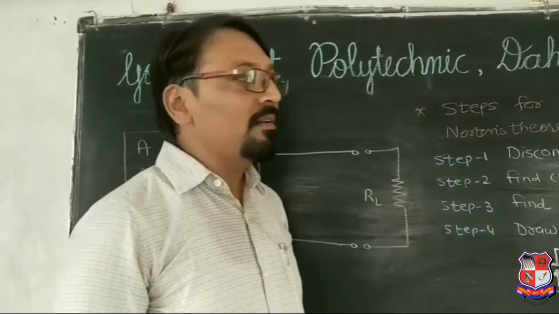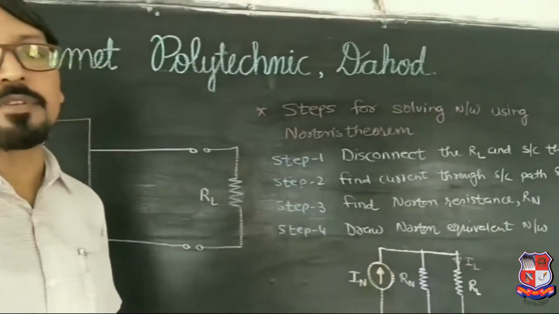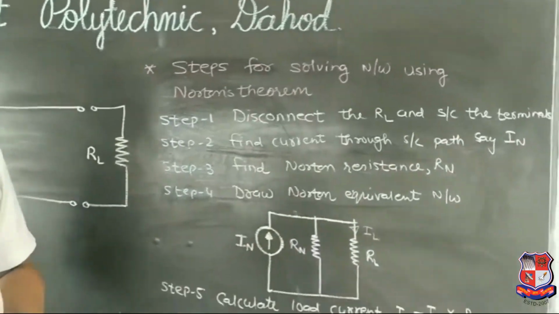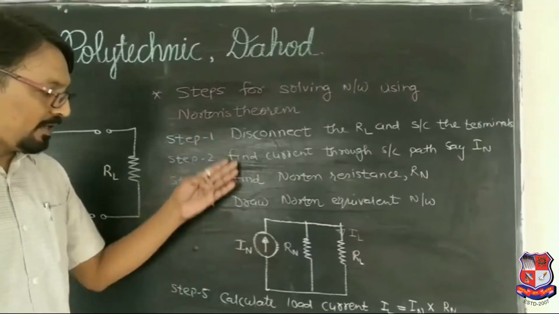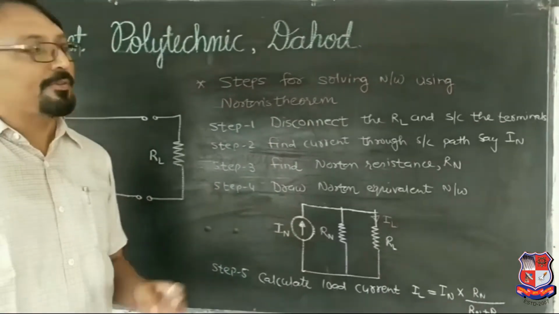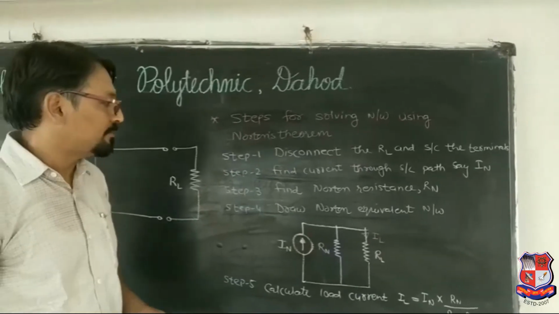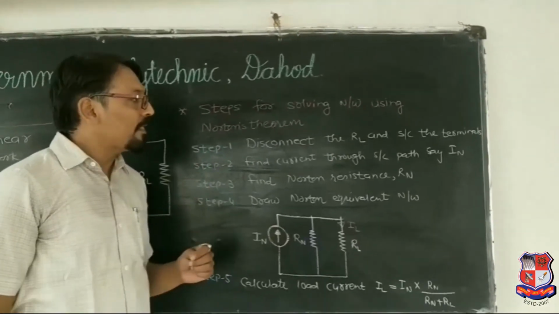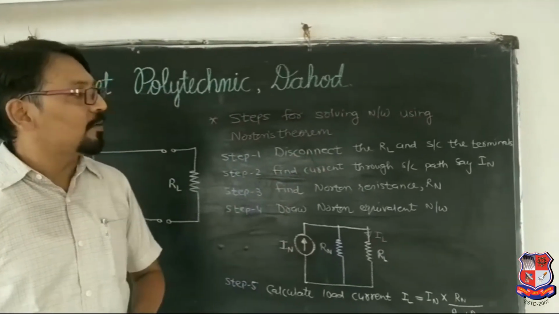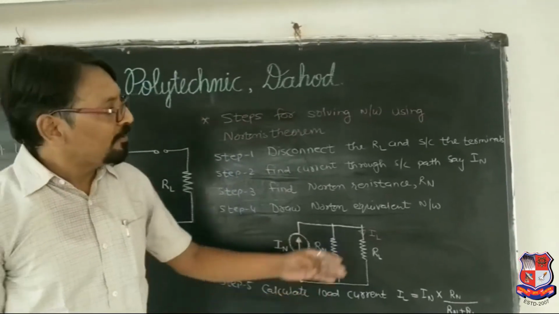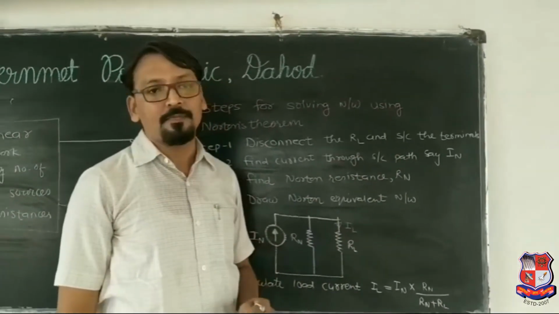Before starting the numerical, first we have to see the steps of how to solve a numerical based on the Norton theorem. These are the 5 steps. Using these 5 steps one can easily solve problems using the Norton theorem. Step 1: disconnect the load resistance RL and short circuit those terminals.